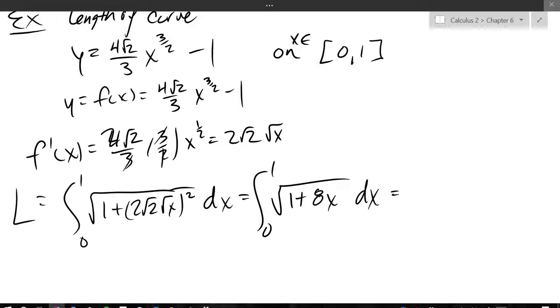Setup questions. So 2 squared is 4, square root of 2 squared is 2. We'll put them together to get 8. And square root of x squared is x. Do I need a trig sub?